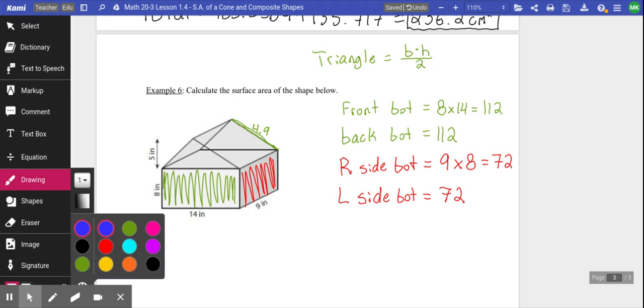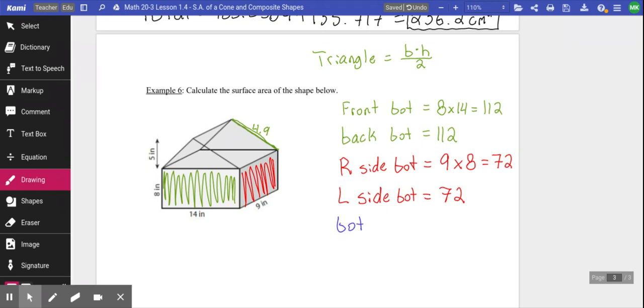All right. Our next one would be the bottom of the bottom, like underneath here. In this case, it would be 14 times 9, which would be 126.